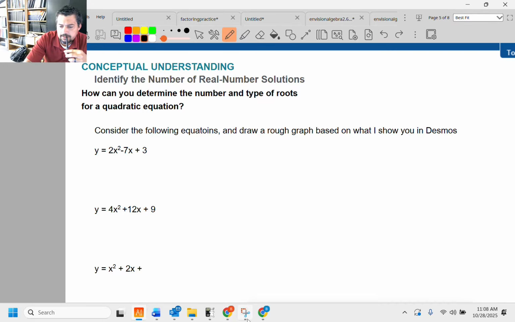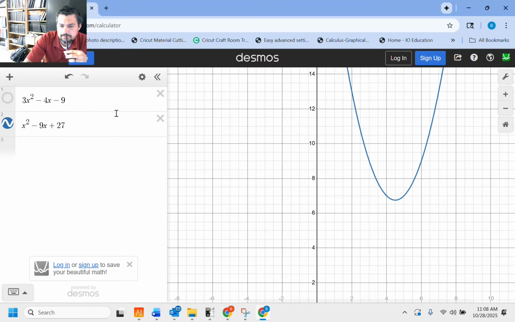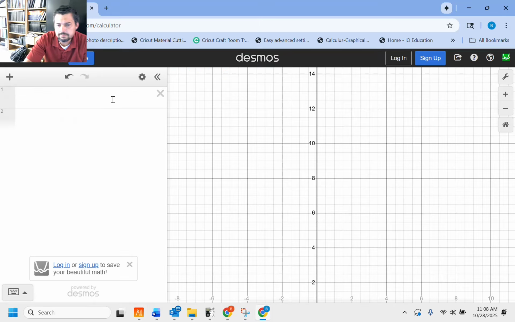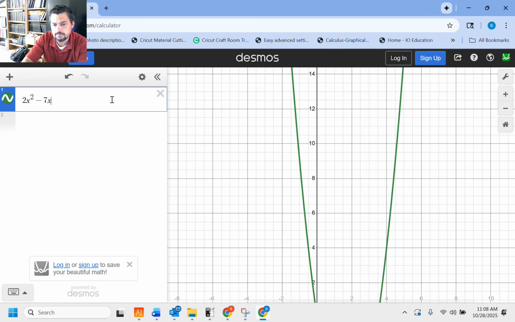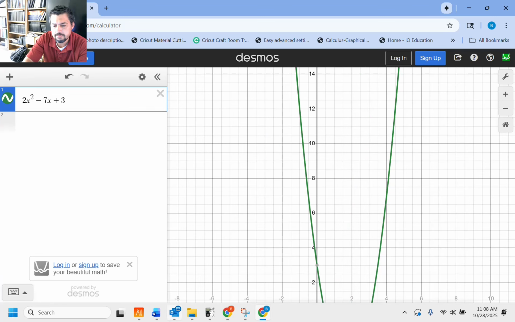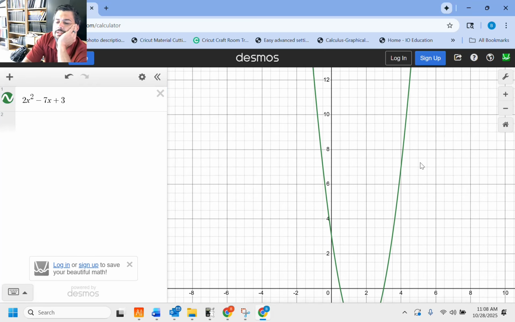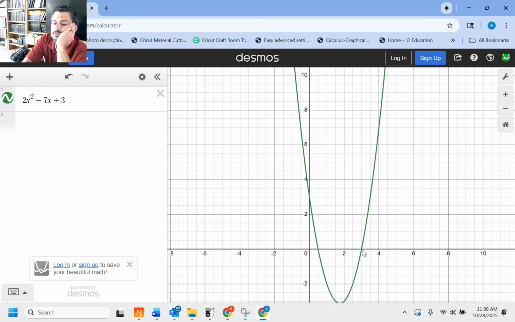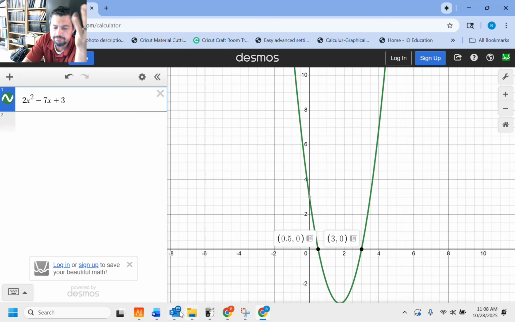All right, so let's take a look at our first one, 2x squared minus 7x plus 3. Was that plus 3? It was. Now, what's interesting about this graph is it has two nice answers. So you need to be drawing a graph that has two nice answers at 1/2 and 3. It does factor, by the way.